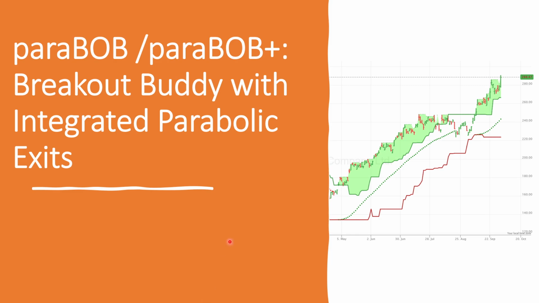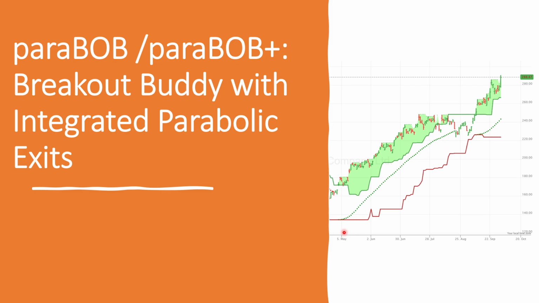Hello, everybody, and welcome. I'm excited to introduce two related but new indicators in my collection called paraBOB and paraBOB Plus, which are essentially the Breakout Buddy adaptive Donchian channel that have been integrated with parabolic style exits. So if you look on the right, you have this adaptive channel painted here with the green region showing alongside breakout, and then the dots here are the parabolic style exits that are fully integrated with the adaptive channel.